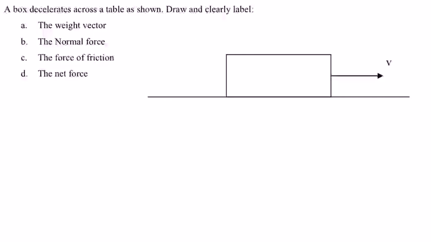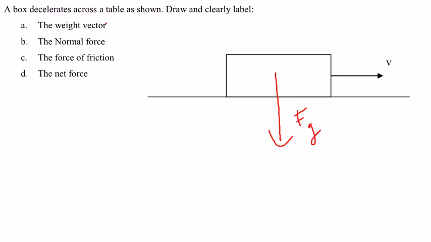And here's another good question. So, we just want to draw the labels of our vectors. First up is the weight vector. The weight vector always points straight down. That arrow does not, but it's supposed to. This vector is going to go straight down towards the center of the earth. We draw that as F, and we can label it as F sub G for weight.